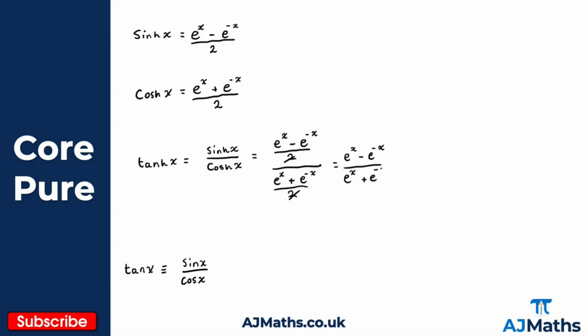And I can actually rewrite this one more time by considering the fact that e to the minus x is the same as 1 over e to the x, and then just multiplying through by e to the x. So I can write this now as e to the 2x minus 1, all over e to the 2x plus 1. Sometimes it might be easier to work with it in this form, sometimes in that form, but we can write it as either of those two expressions. So remember, we can easily derive hyperbolic tangent by using this identity.